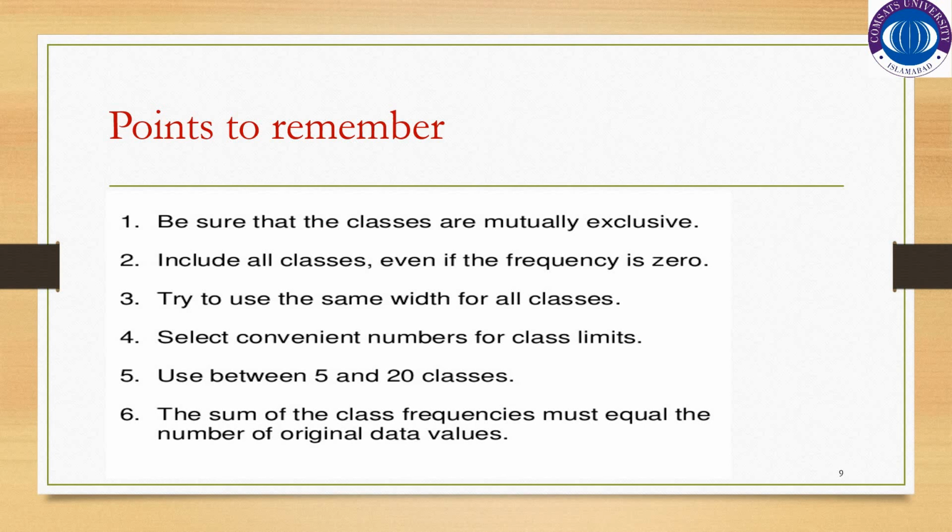If you remember, we have studied what frequency is. Frequency is the number of times an observation occurs in the data. How many times an observation occurs in the data set is its frequency. So the sum of all frequencies must be equal to the number of original data values. If we sum the frequency column, what should the sum equal? It must equal the total number of observations in the data set. It means you should include each and every observation.